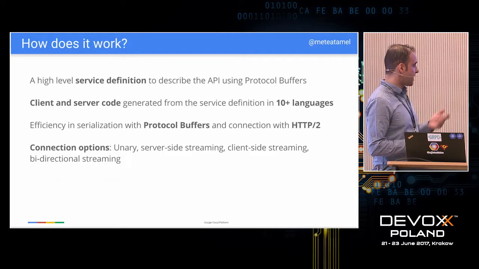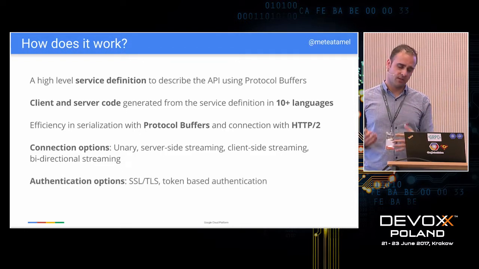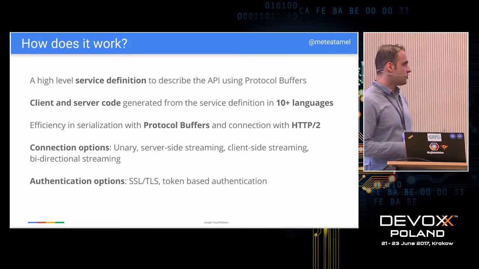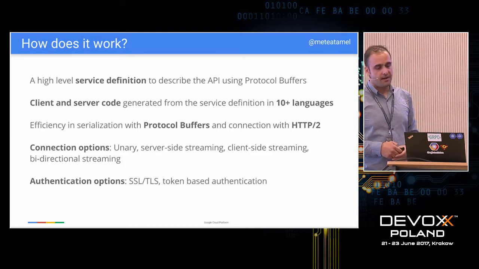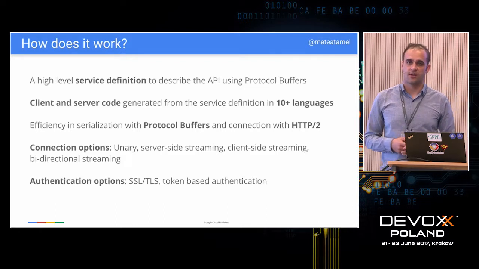Actually, the last example I'm going to show you is going to be bidirectional streaming. We're going to build a chat application where the client and the server can send messages to each other at any time. And then you also have authentication options. So SSL, TLS, token-based, stuff like that. You have that available. And you can also plug in any kind of authentication you want. Everything is very pluggable.